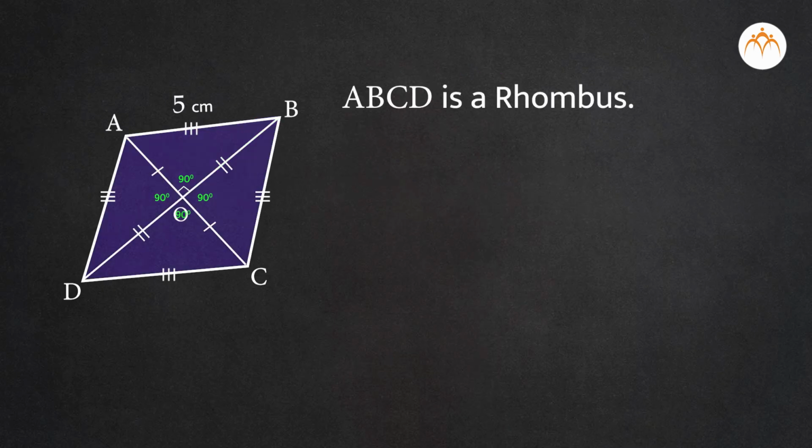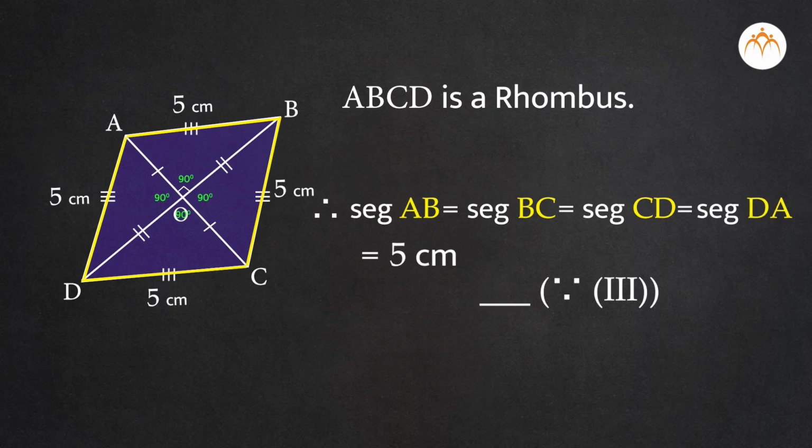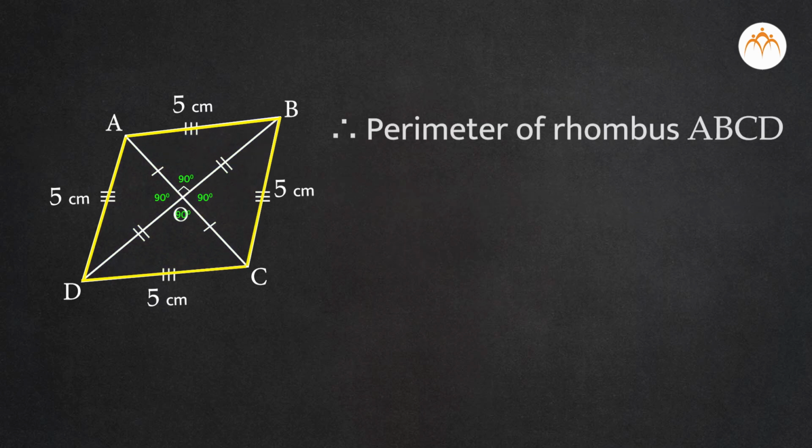ABCD is a rhombus. Therefore, segment AB is equal to segment BC is equal to segment CD is equal to segment DA is equal to 5 cm because of equation 3. Therefore, perimeter of the rhombus ABCD is equal to 4 into 5 is equal to 20 cm.